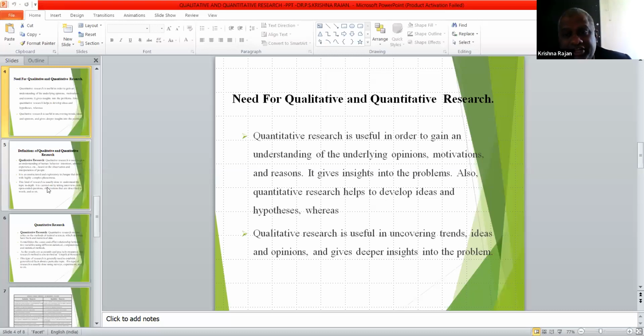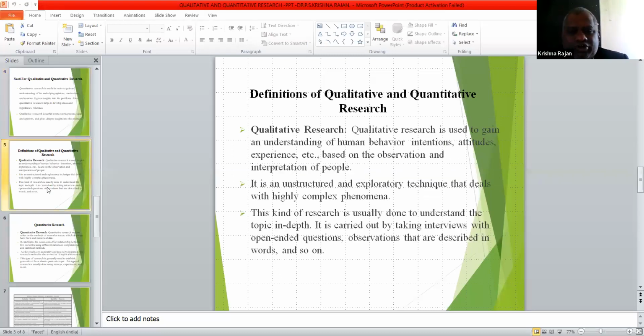Qualitative research is useful in order to gain an understanding of the underlying opinions, motivations, and reasons of an individual. It gives particularly insights into the problems. Also, the quantitative research helps to develop ideas and hypotheses, whereas the qualitative research is useful in uncovering trends, ideas, and opinions, and gives deeper insights into the problem. The main difference is that with quantitative techniques, you are going into insights of the problems, whereas qualitative will give in-depth knowledge of the problem.